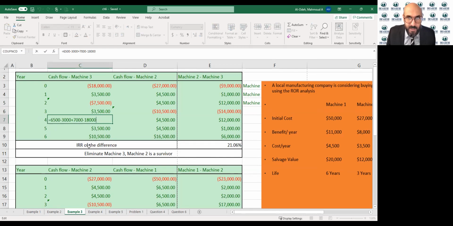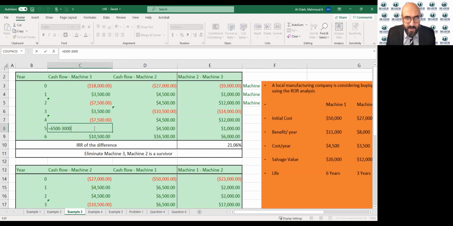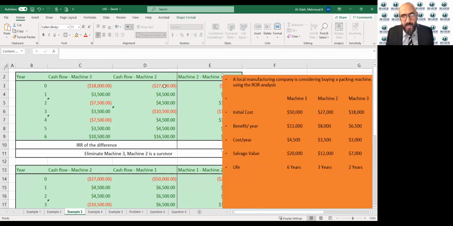And year 4, we have to stop and think. It's a new cycle for the machine. We have to buy a new one, collect the salvage, collect the benefit, pay the annual cost: 6,500 minus 3,000 plus 7,000 minus the 18,000. Year 5, there's only 2 transactions, the benefit and the cost. And year 6, there's no need to buy a new one. That's the end of life for the analysis. So we collect the benefit, we pay the cost, and we collect the salvage value of $7,000. All right. Now for machine 2, it will last for 3 years.